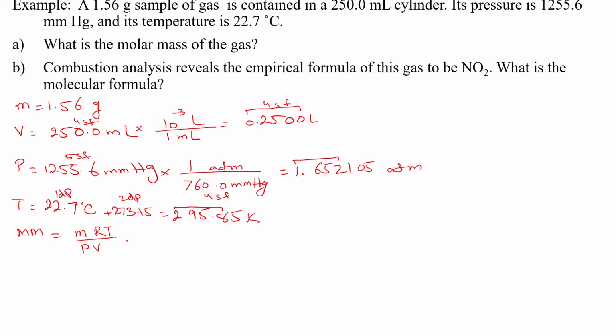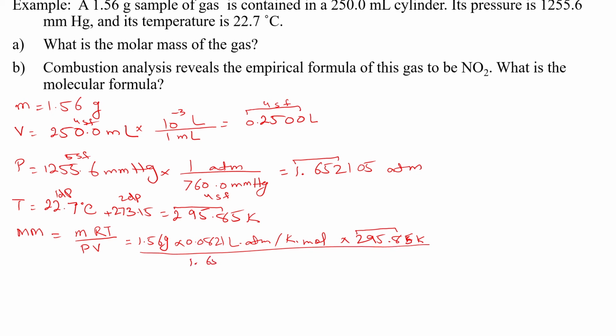Now let's plug all these numbers into this formula. We have 1.56 grams. R is 0.0821 liter atmosphere per Kelvin per mole. Temperature is 295.85 K. Here is my bracket. In the denominator, we have pressure as 1.652105 atmospheres. Here is my bracket, and the volume is 0.2500 liter.